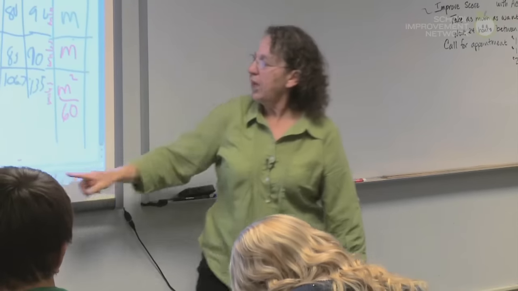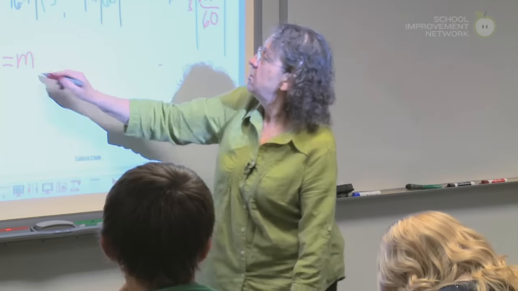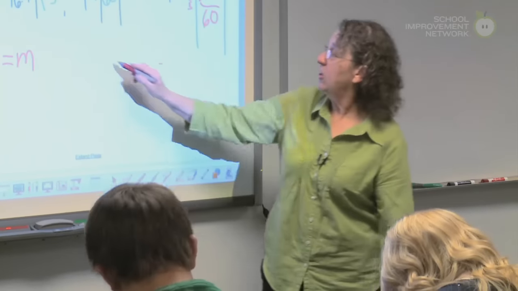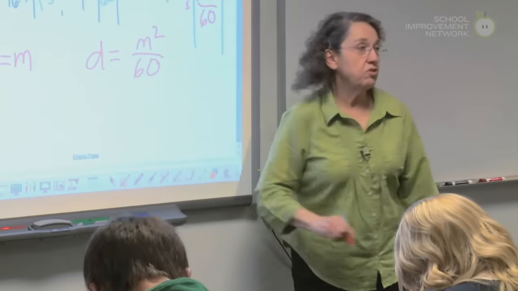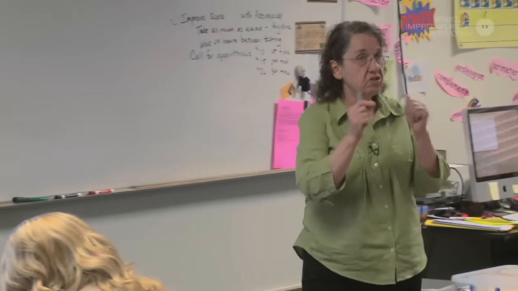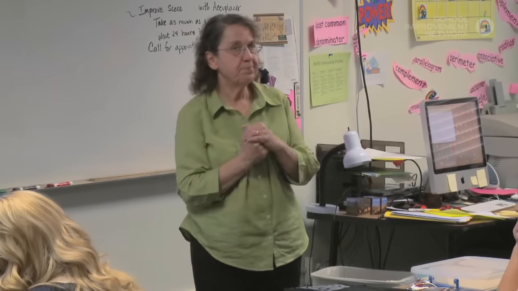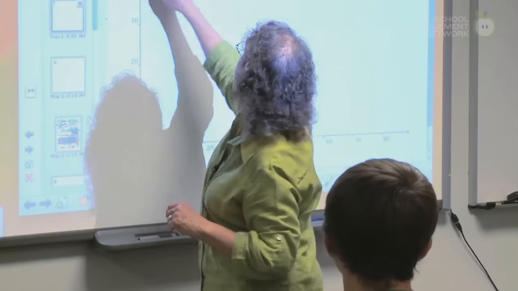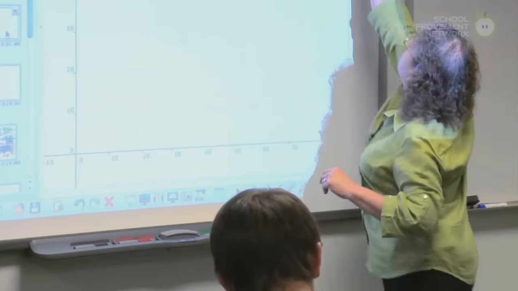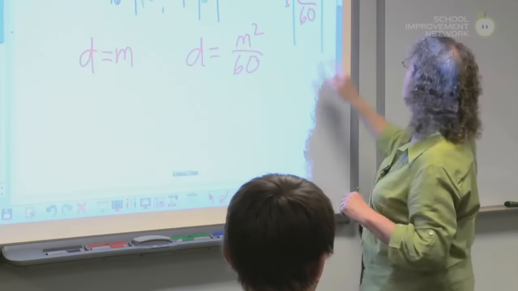And so what we can write is one function: distance equals minutes. This is the steady car. Distance equals minutes squared over 60. There's our variable car. Those are two functions that we have going. What do the graphs look like? I'm going to copy this over so we can do this all on one page.